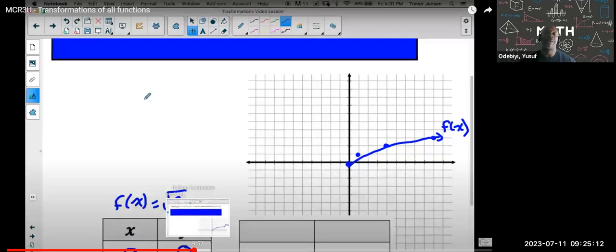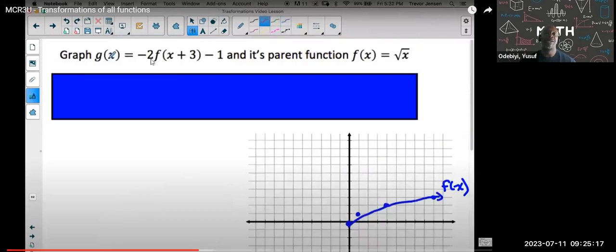Okay, so now we talked about that's the parent function. So let's look at transformation now. Okay, that's the transformation, right? The parent function we just graphed. Transformation, it's going to go down. It's going to go down 1 on the y. It's going to go to the left by 3. Okay, my x is going to go to the left 3, and then my y is going to be stretched by 2, and it's going to be inversed by negative.